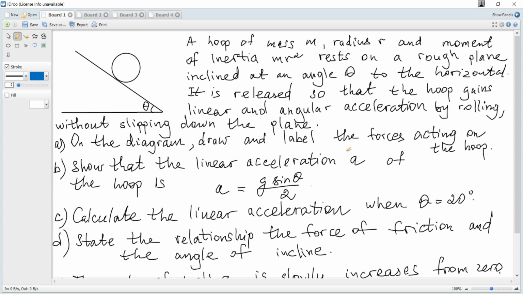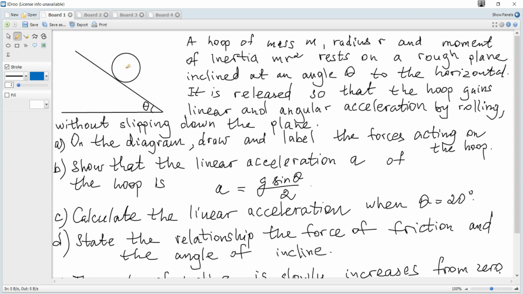A hoop of mass m, radius r, and moment of inertia m r squared rests on a rough plane inclined at an angle theta to the horizontal. It is released so that the hoop gains linear and angular acceleration by rolling without slipping down the plane. Question A. On the diagram, draw and label the forces acting on the hoop.